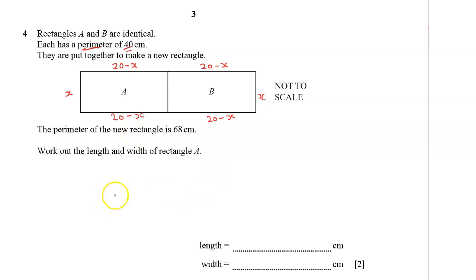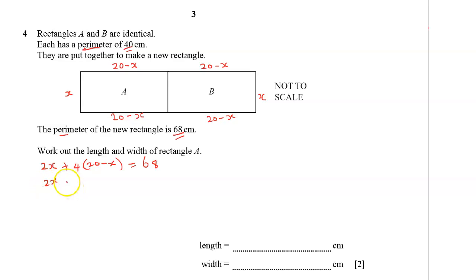There we are. So then we can work this out by adding all the sides, and all the sides of the two rectangles should sum up to 68. The perimeter when the two rectangles are joined up will sum up to 68. Therefore, this x and this x makes 2x. So I can write 2x right there, plus I have 1, 2, 3, 4, 20 minus x. So I get 4(20 minus x), and this gives me 68.